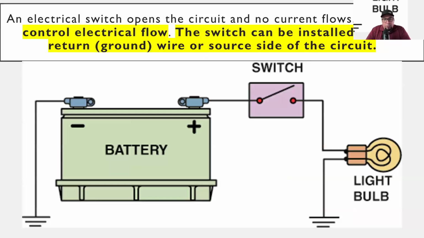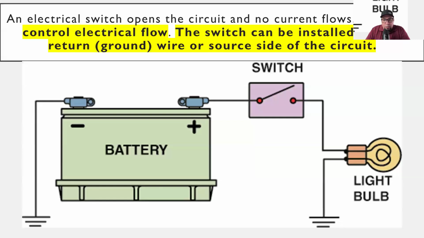So in this picture we have here, the electrical switch is installed on the power side. The power side is where the power comes out of the battery, and before it hits the electrical load, we have a switch. Okay, so that's the power side of the circuit. The ground side of the circuit is on the other side of the electrical load. So in this case, it's a light bulb in this picture.